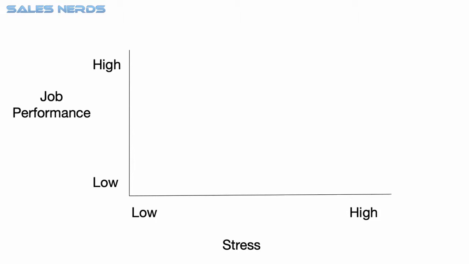Okay, so let's graph this up. We've got X and Y axis. On the X, it's stress, low to high. On the Y axis, job performance goes from low to high. And this is the curve of stress.